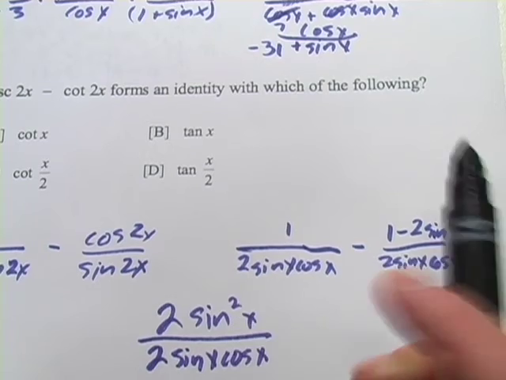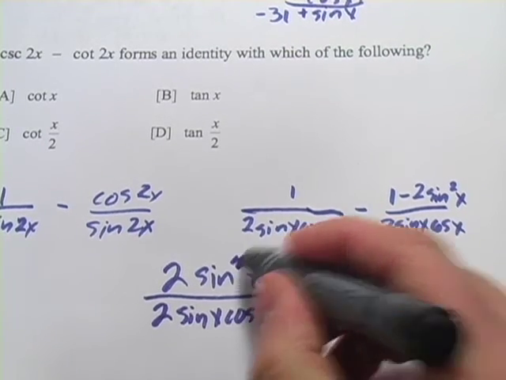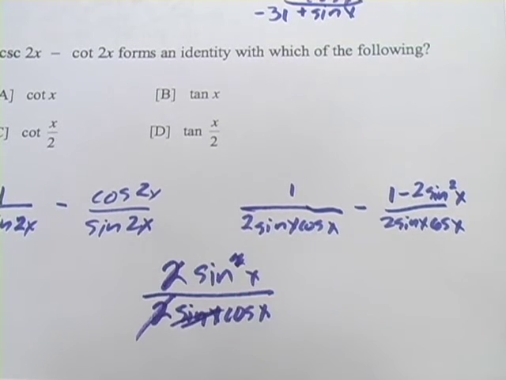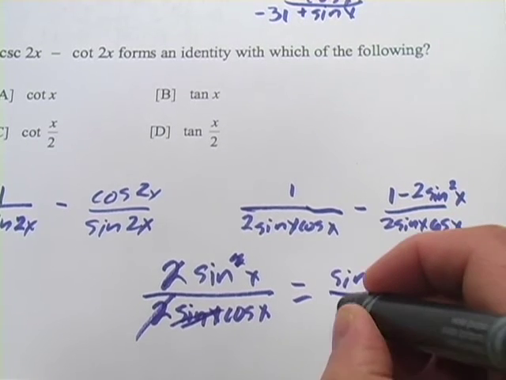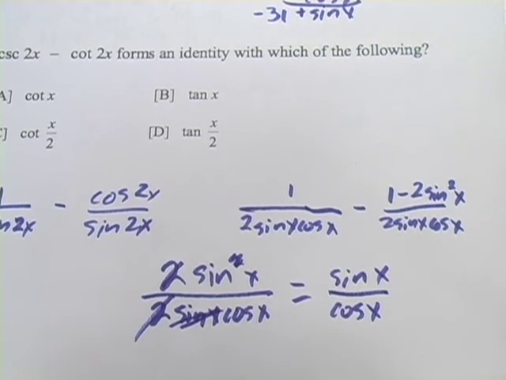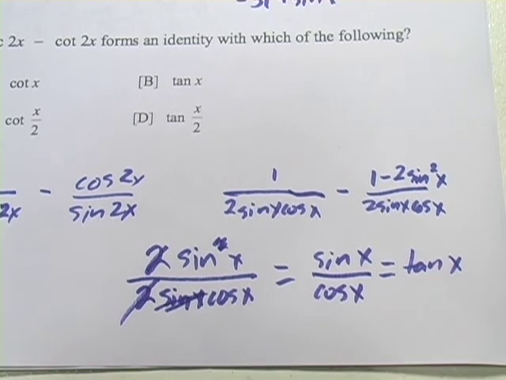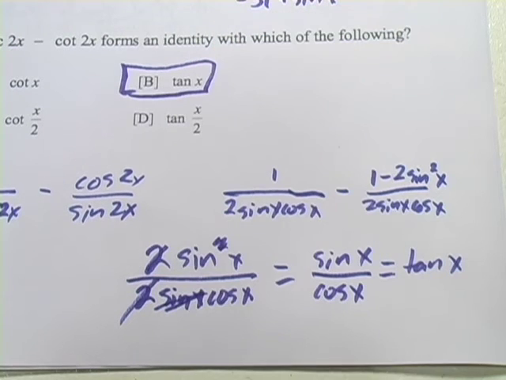Now, sine squared x is sine x times sine x, so we can cancel out one of those. The 2's cancel, so we simply get sine of x on top and cosine x on the bottom, and lo and behold, that's just the tangent of x. So that one comes out to the tangent of x. So that's a little bit of work with some trigonometric identities.